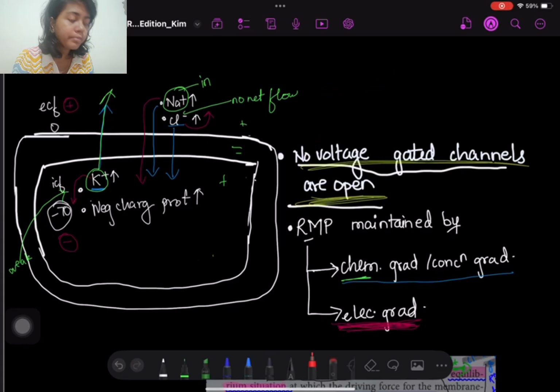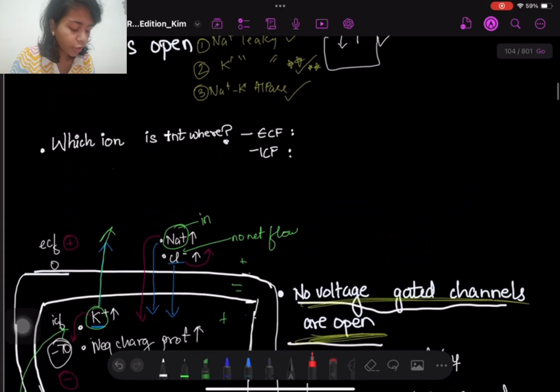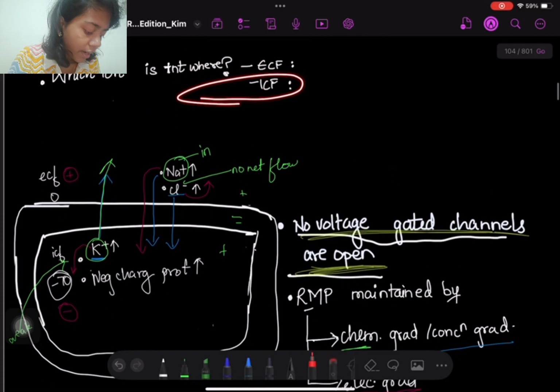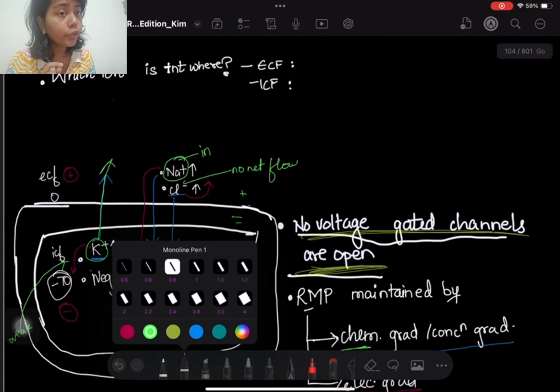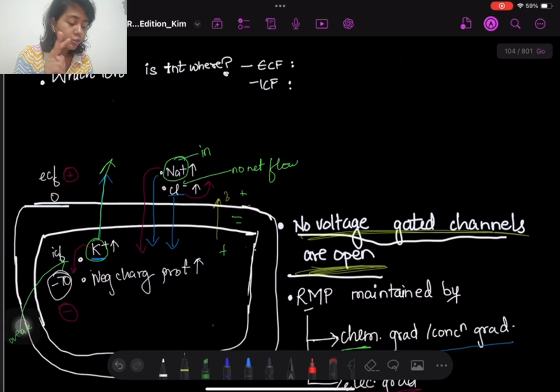So hence comes into action the sodium potassium ATPase pump. They'll again restore the potential difference. It will pump 3 sodium out and 2 potassium in. Why only 2 potassium? Because you have to maintain the inside of the cell negative, which is minus 70 millivolts. So hence sodium potassium ATPase pump comes into action.